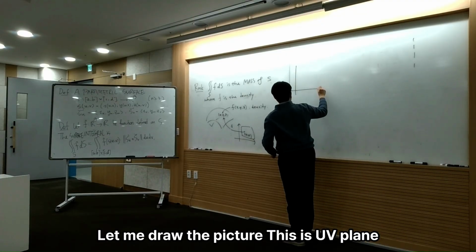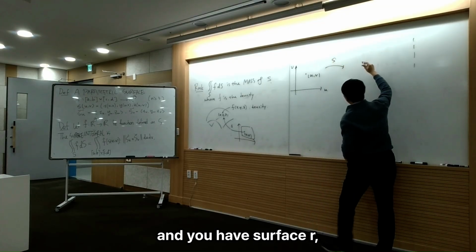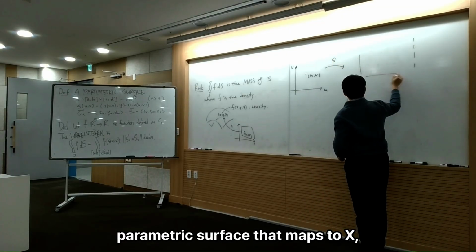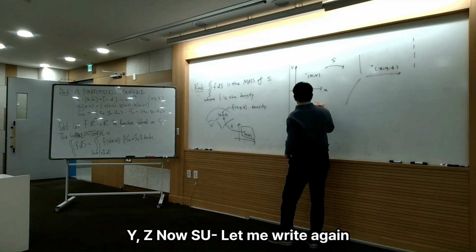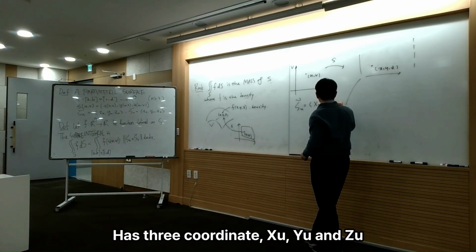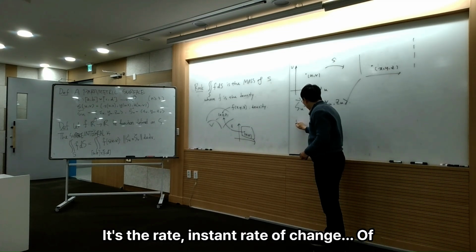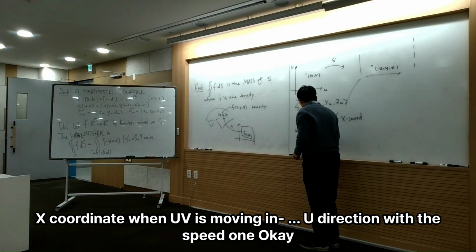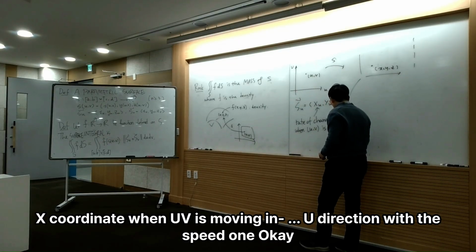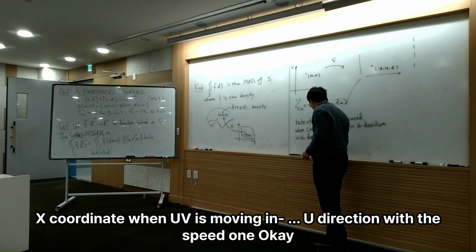So let me draw the picture. This is the UV plane. Here you have U and V, and you have the surface, our parametric surface, that maps to X, Y, Z. Now, S_u, let me write it again, has 3 coordinates, x_u, y_u, and z_u. Think about x_u. It's the instant rate of change of the X coordinate when (u, v) is moving in the U direction with speed 1.